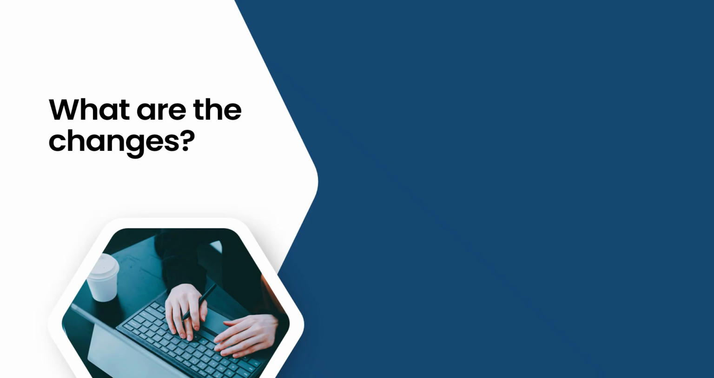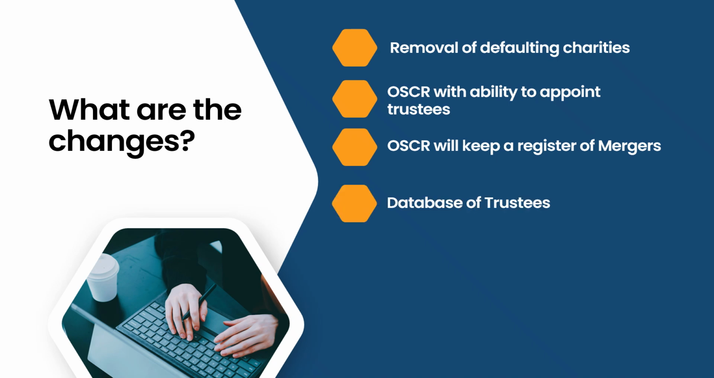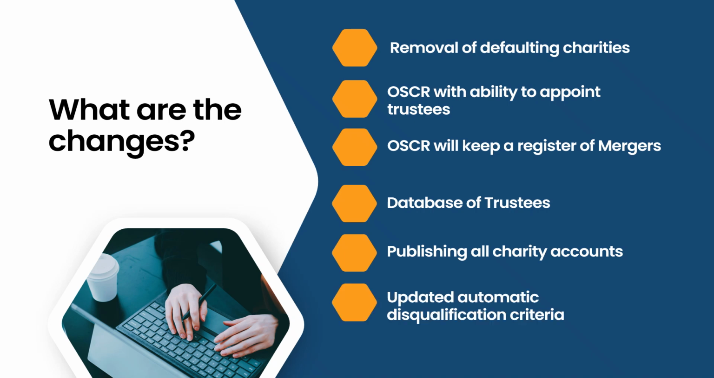Okay, what are the changes in the Charities Act? What are the main ones? Oscar got some new powers. Firstly, they got the ability to remove defaulting charities. They also now have the ability to appoint trustees. They have now started to keep a register of merging charities and are going to create a database for all trustees. They're going to be publishing all charity accounts, and we're going to see changes to the automatic disqualification criteria.